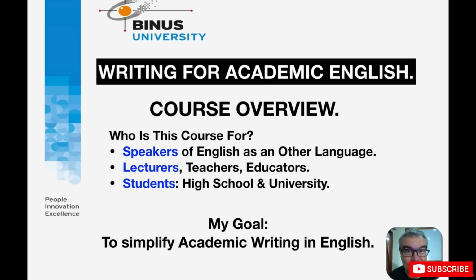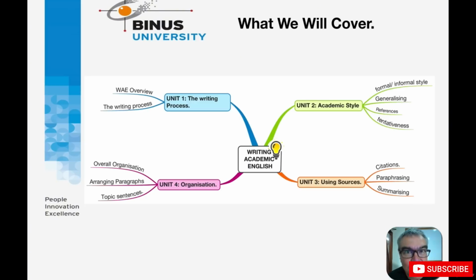Now, let me tell you what the contents of the course are first. So, this course is divided into 4 units. The first unit looks at the writing process, and it also gives an overview of writing for academic English, where we look at why you need it, how it is important, and what writing for academic English actually is. So the lessons in this unit will cover things like formal and informal style, being tentative, and generalizing.